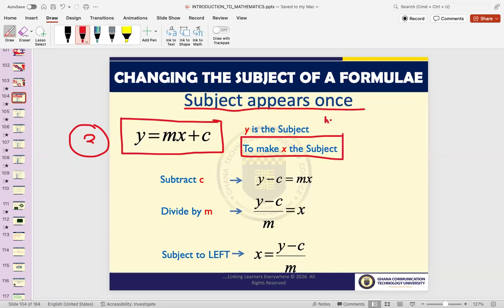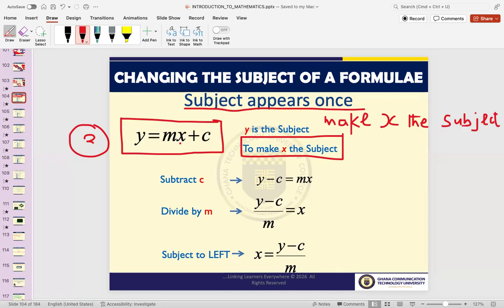Make the letter X the subject. In other words, let X stand alone on the left-hand side of the equation. So let's see how we do this. Once X is on the right, let's see how we bring it to the left.